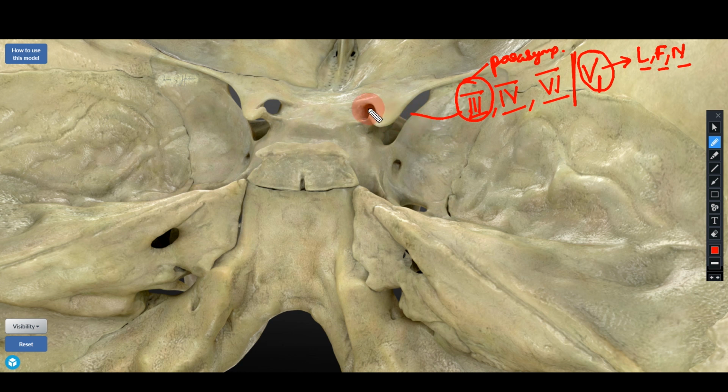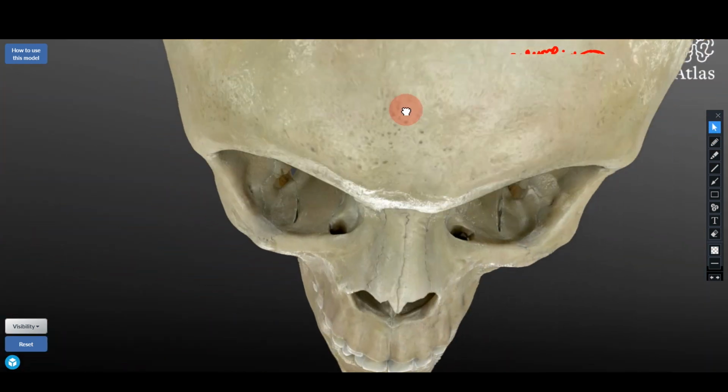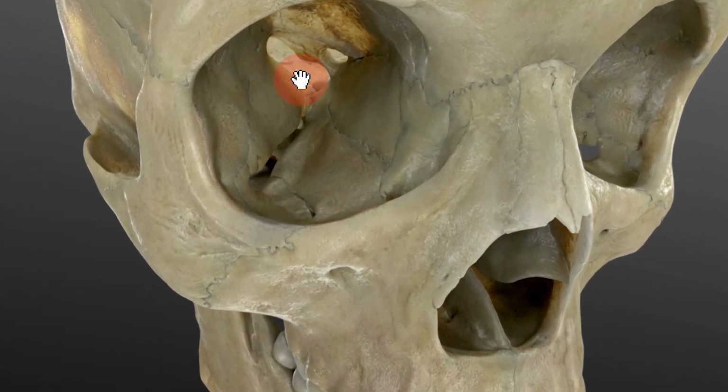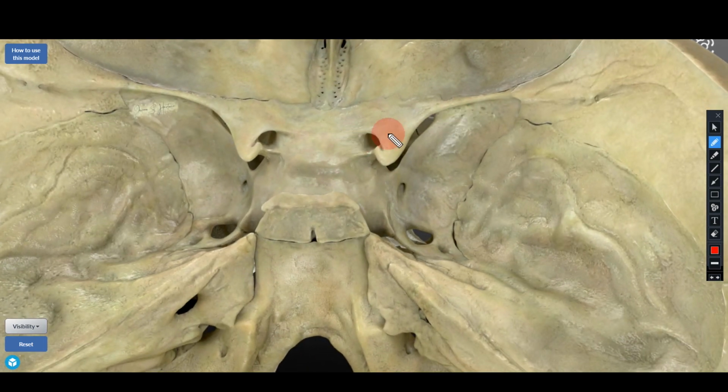Superior orbital fissure and the optic canal are actually communications into the orbit. I'm just turning, and you can see the superior orbital fissure here. You can see the optic canal here. So both of these are basically communications of the cranial fossa to the orbit.